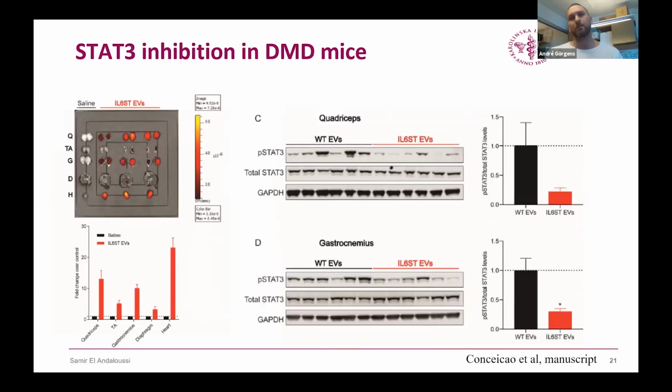And this is also confirmed in vivo. Here Mariana and colleagues have injected the EVs and then imaged different muscle groups and see that they actually do go to some of the muscles. When we then look at phosphorylated STAT3 either in quadriceps or gastrocnemius, this is in Duchenne muscular dystrophy mice, we also see a robust reduction in STAT3 signaling. So it shows that these are biologically active in vitro, in muscle, and in an in vivo model.